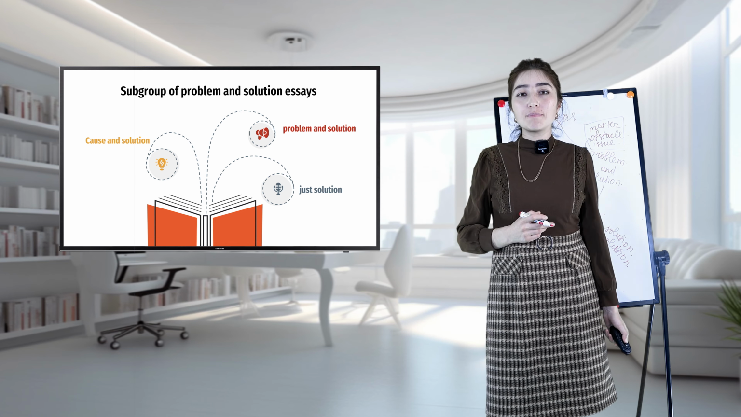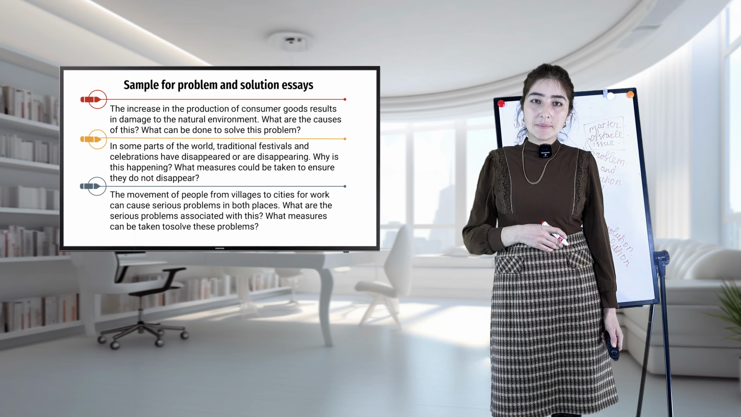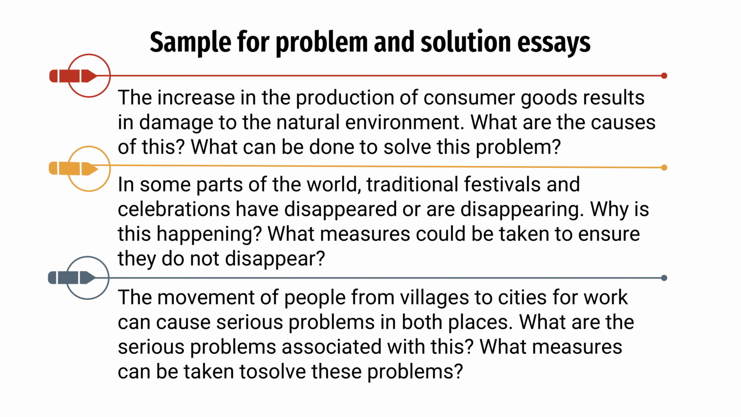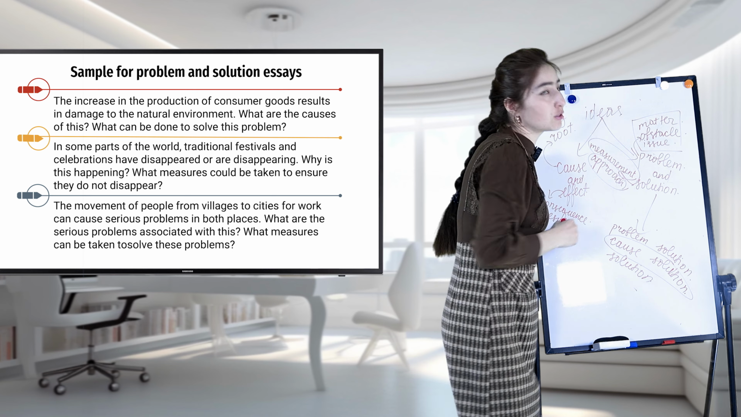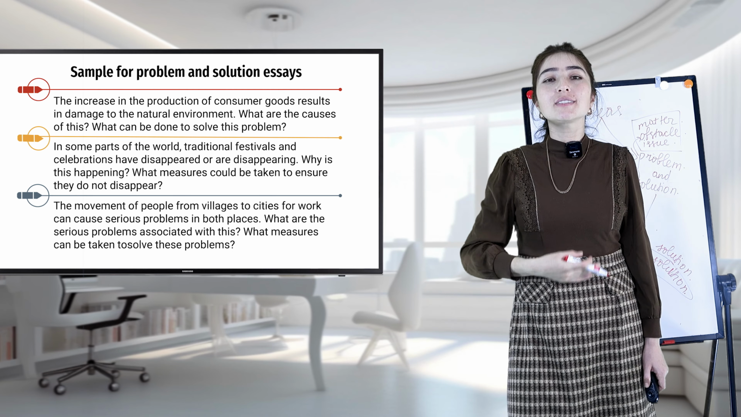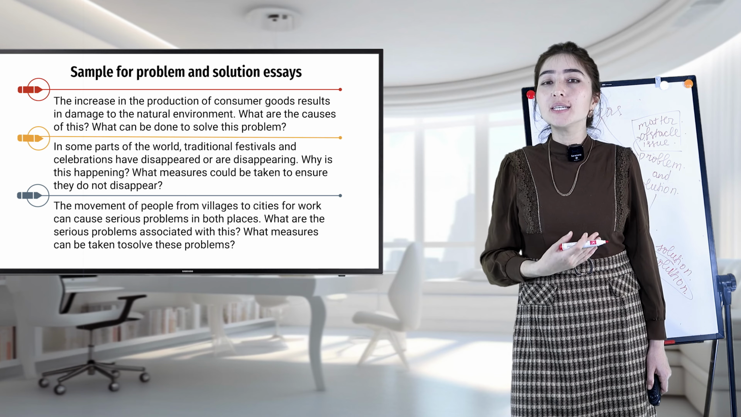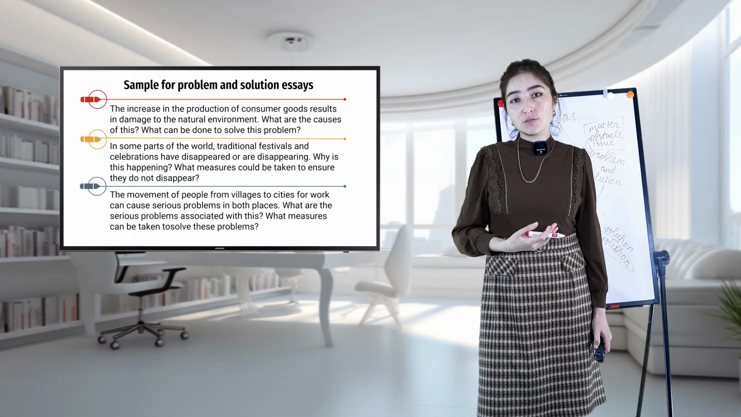But here let me give you some examples relating to these types of essay, the ideas essay. For example: The increase in the production of consumer goods results in damage to the natural environment. What are the causes of this and what can be done to solve this problem? Pay attention to the action words. We are asked what are the causes of this and what can be done to solve this problem. Here it's called a problem and solution essay, also the subgroup cause and solution. Our responsibility is to present viewpoints, facts and information about the cause and its solution.